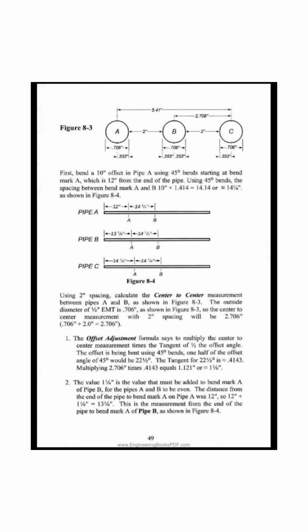This is the measurement from the end of the pipe to bend mark A of pipe B, as shown in figure 8-4. 3. To find the adjustment needed for pipe C, we use the same formula as before, but the spacing used will be from pipe A, the first pipe, to pipe C. Referring to figure 8-3, we see that the center-to-center spacing between pipe A and pipe C is 5.41 inches. This distance, 5.41 inches, times the tangent of 22.5 degrees, 0.4143, equals 2.241, or 2 1/4.